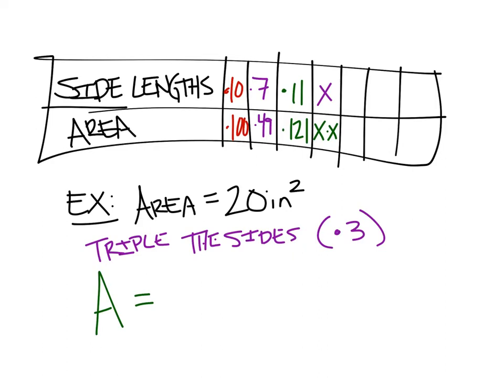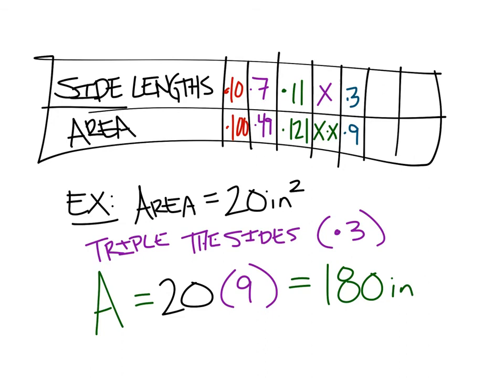So the side lengths, let's look up here. If I multiply the side lengths by 3, what would I multiply the area by? 9. Because that is 3 times 3. So down here, the new area would be 20 times 9, which is 3 times 3. So the new area would be 180 inches squared.